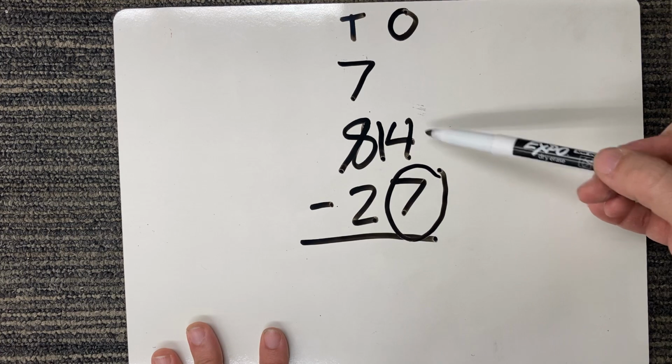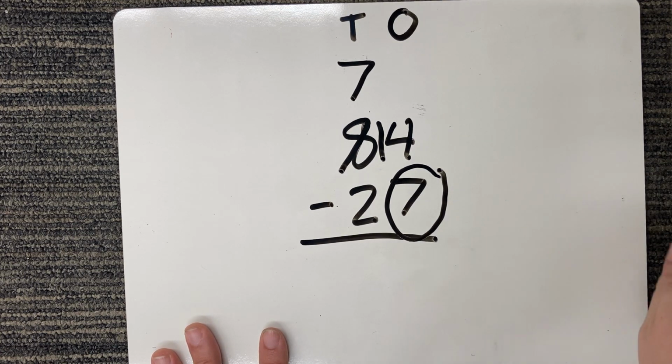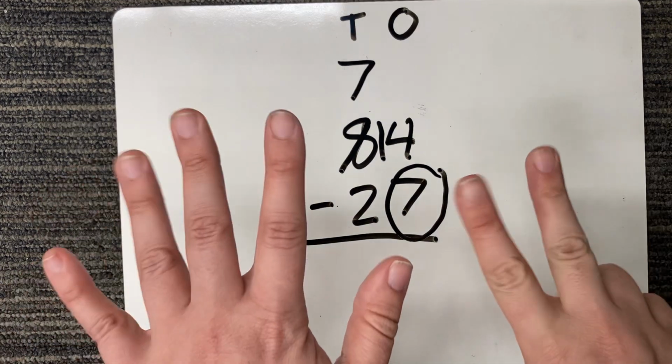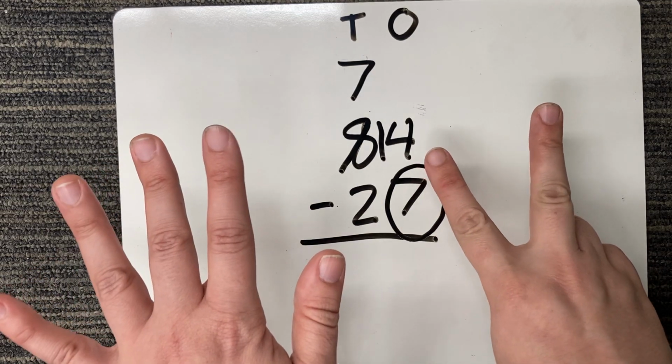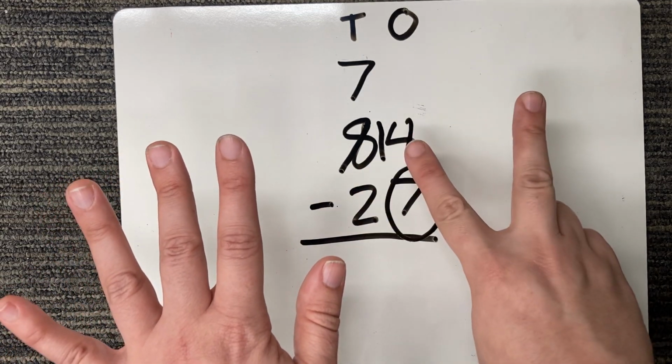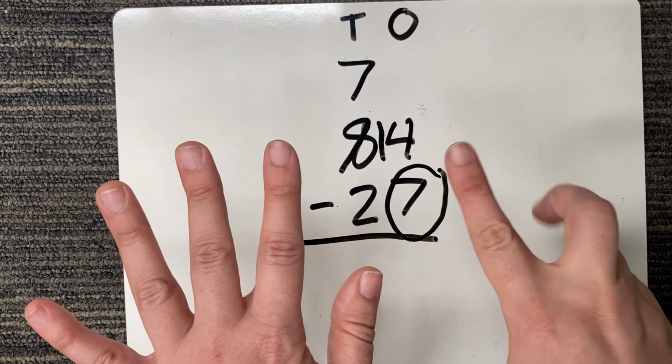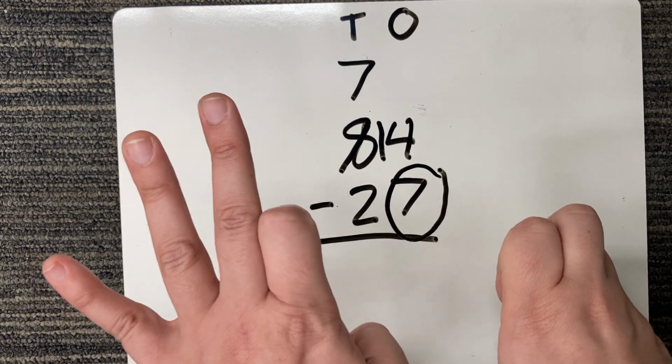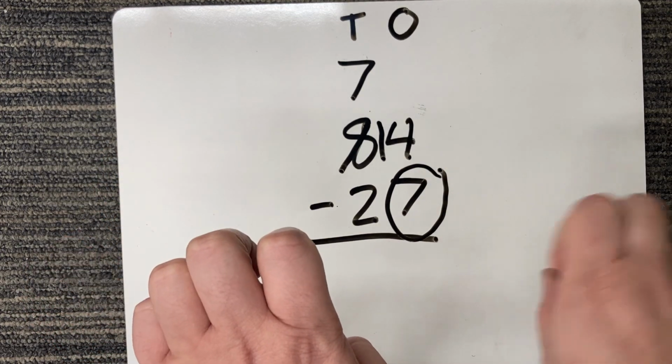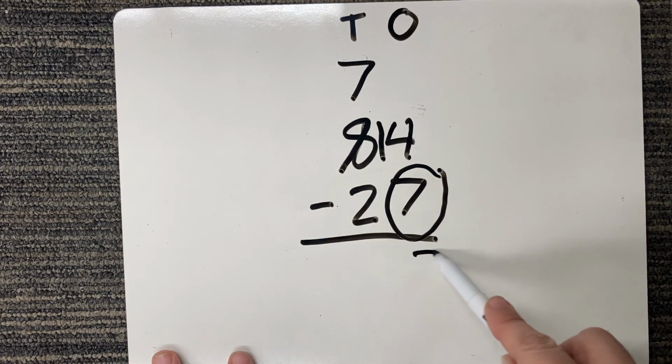Now I can subtract 14 minus 7. Which one do I put on my fingers? Put the 7. Do I count bigger or smaller? I count smaller because I'm subtracting. What's smaller than 14? 13, 12, 11, 10, 9, 8, 7. 14 minus 7 is 7.